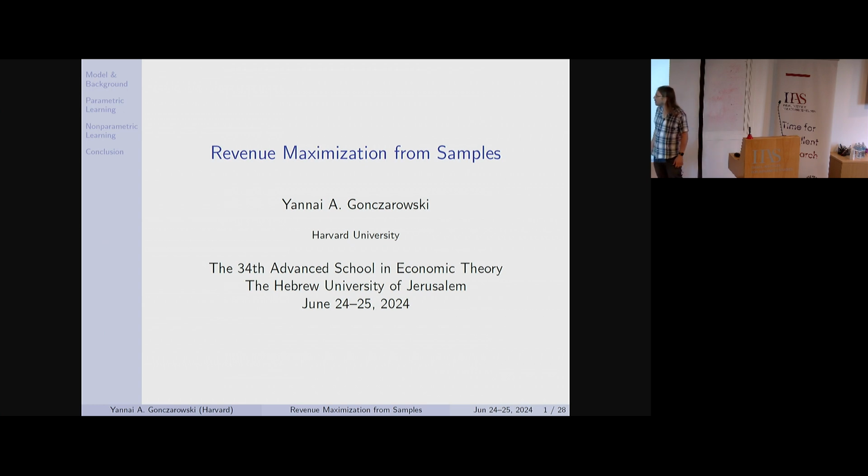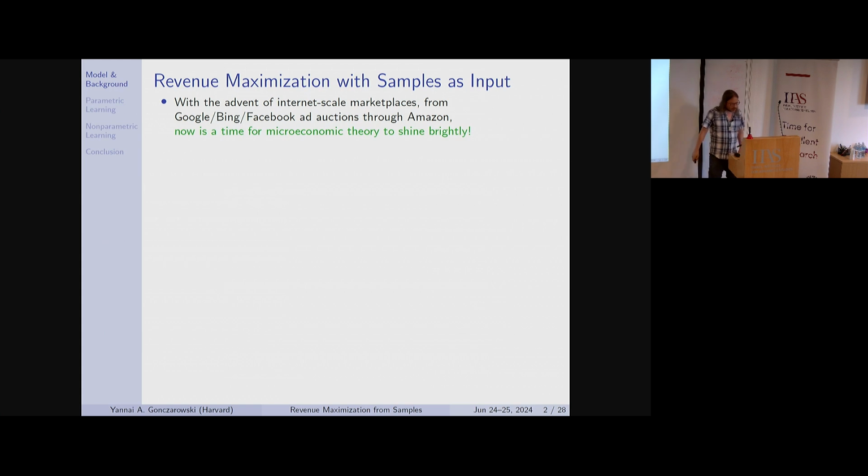Okay, so I'm going to talk today about a literature that's, I guess, already a bit more than 10 years old at this point. I call it revenue maximization from samples. Some people call it, even I called it at some point, empirical auction design. Some people call it automated auction design. So it goes by many names. I'm not sure there's one. I think that if you stick samples in it, people understand what you mean, but there are various names.